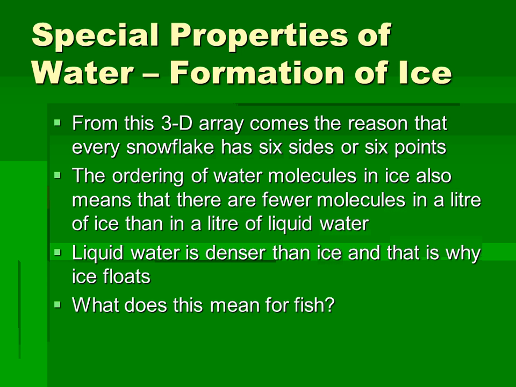Now from this 3D array comes the reason that every snowflake has 6 sides or 6 points. The ordering of water molecules in ice also means that there are fewer molecules in a liter of ice than in a liter of liquid water. So if you were to take a bunch of snow, for example, put it in a pail and warm it up and let it melt down, you're going to have a lot less there than you started with. Now, liquid water is denser than ice, and that is why ice floats.